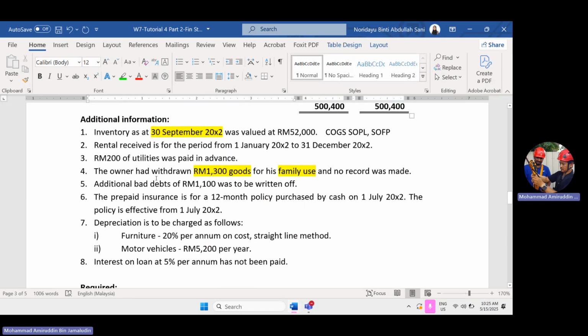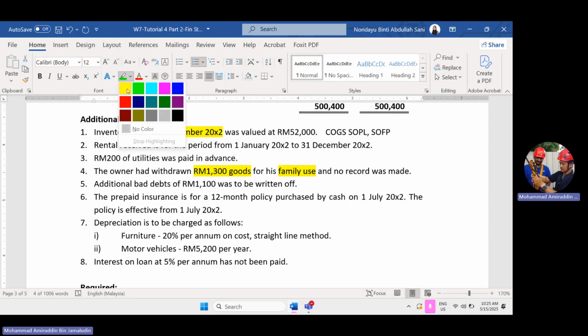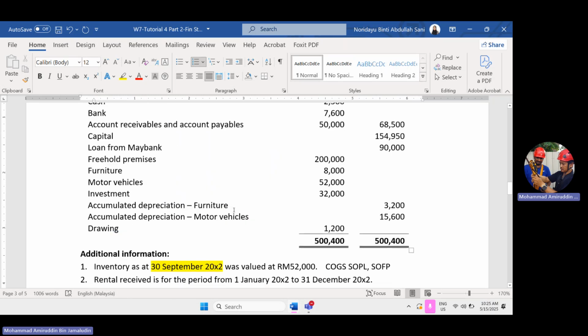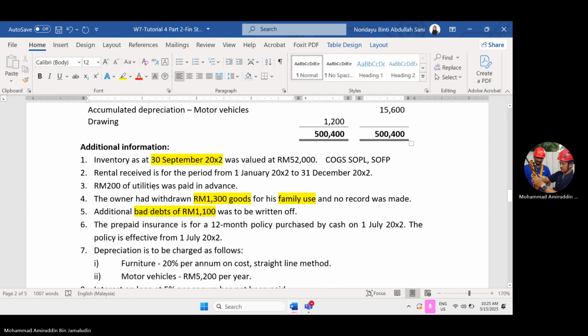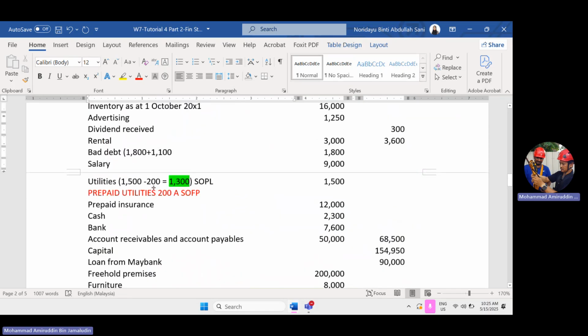Moving on, additional bad debts. So meaning you have to increase your bad debt. 2,800, your original figure in the question, plus 1,100. So equal to 3,900.